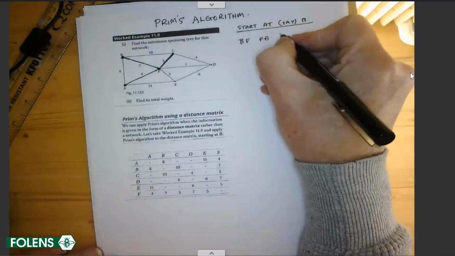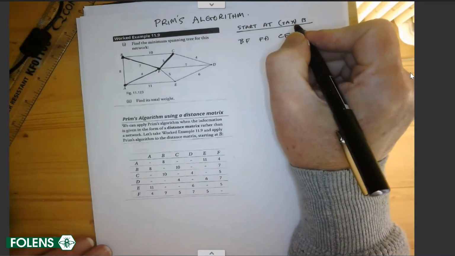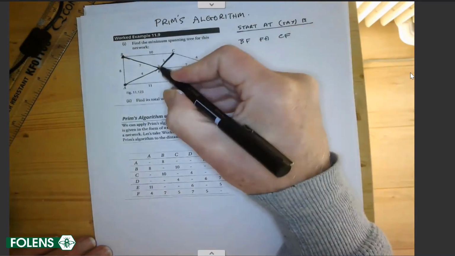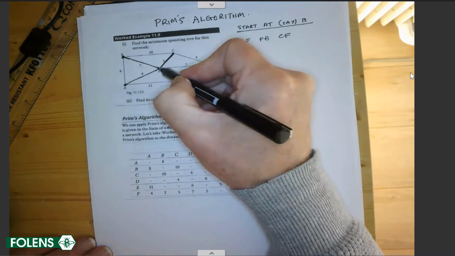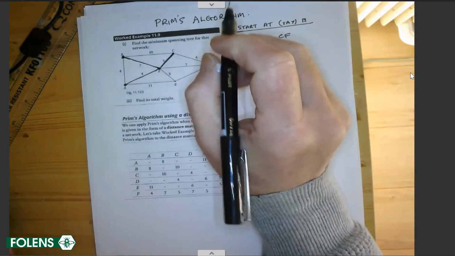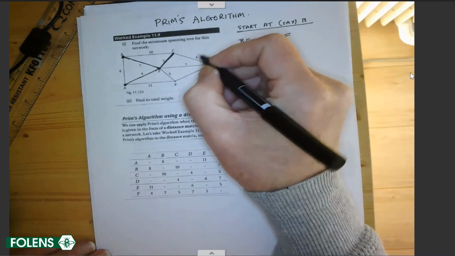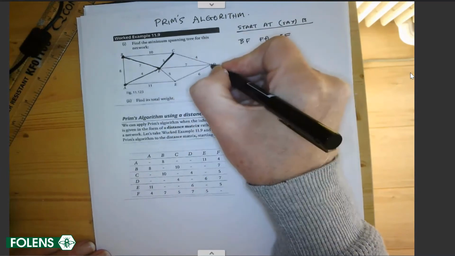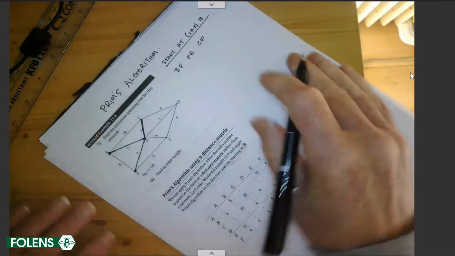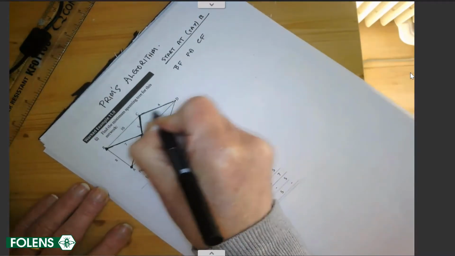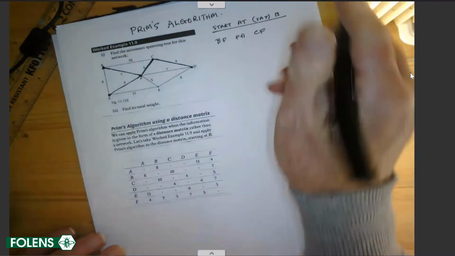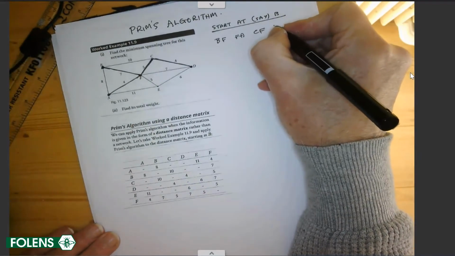So I'm going to do C to F because it's of length 5. Now I look, and my spanning tree goes from B to F to C to A, and I ask, what other point can I link in that's as close? Well, E would be 5 away, but D can link to C with adding only 4. So I'm going to link D because it's the nearest point to my spanning tree.